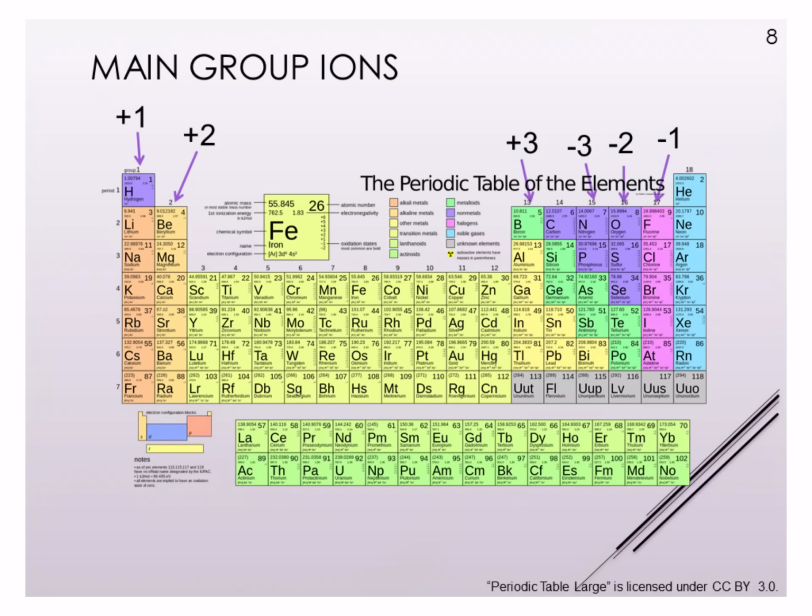So when we look at our main group elements, what we find is that all of our atoms in this first column will form ions with a +1 charge. In the second column, they'll form a +2 charge. Over here in this 13th column, they form +3.